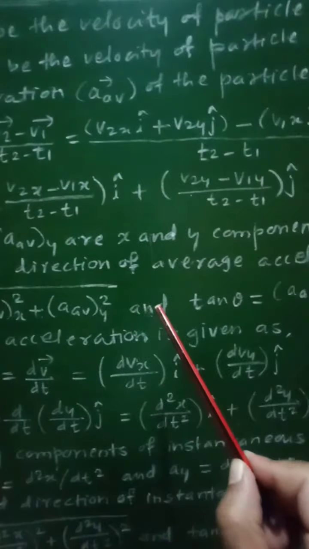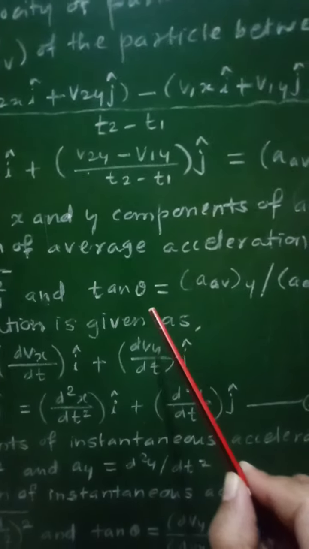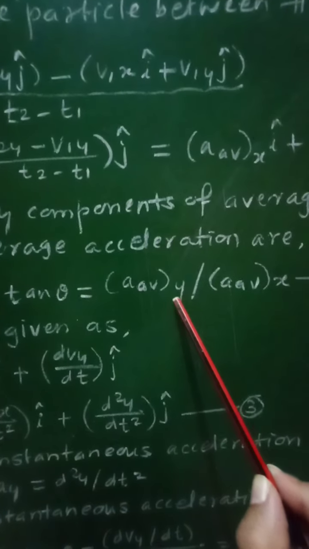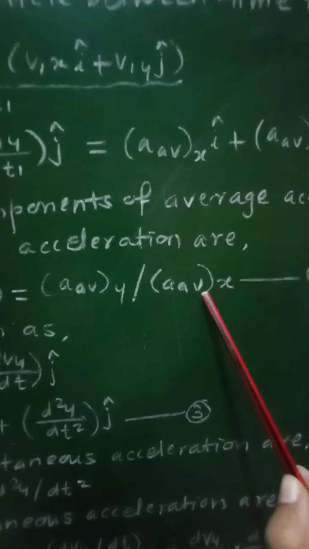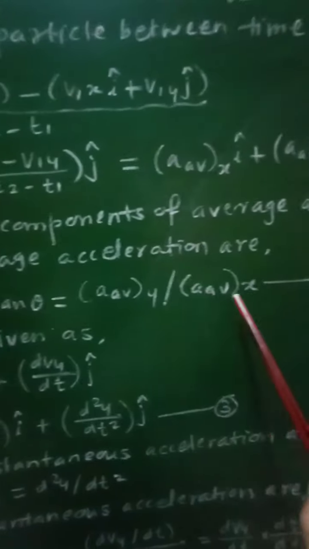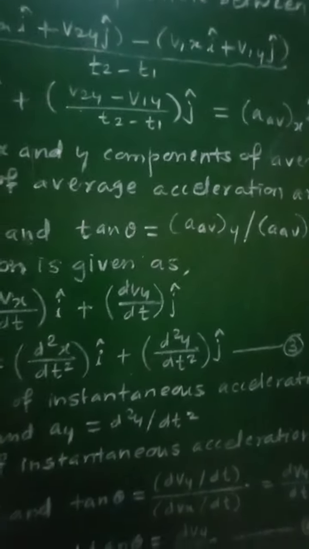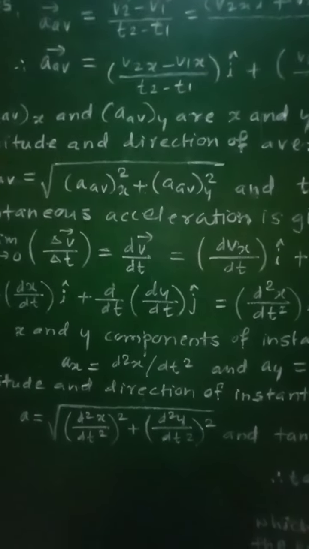Then its direction will be given in terms of tangent of angle theta, that is tan theta is equal to a_av,y, that is y component, divided by a_av,x, that is x component, equation number 2. So equation number 2 will give us the magnitude as well as direction of the average acceleration.